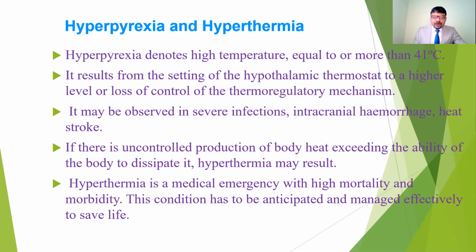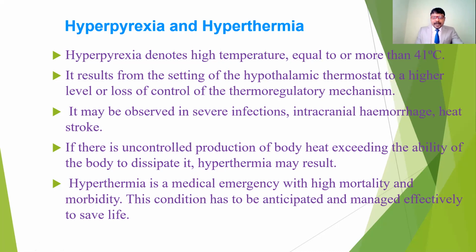If there is uncontrolled production of body heat exceeding the ability of the body to dissipate it, hyperthermia may result. If the hypothalamus is not able to control it, because of hypothalamic abnormalities or any hemorrhage, it may cause hyperthermia. Hyperthermia is a medical emergency with high mortality and morbidity. If the temperature keeps increasing and is not controllable, they may get mortality and morbidity.